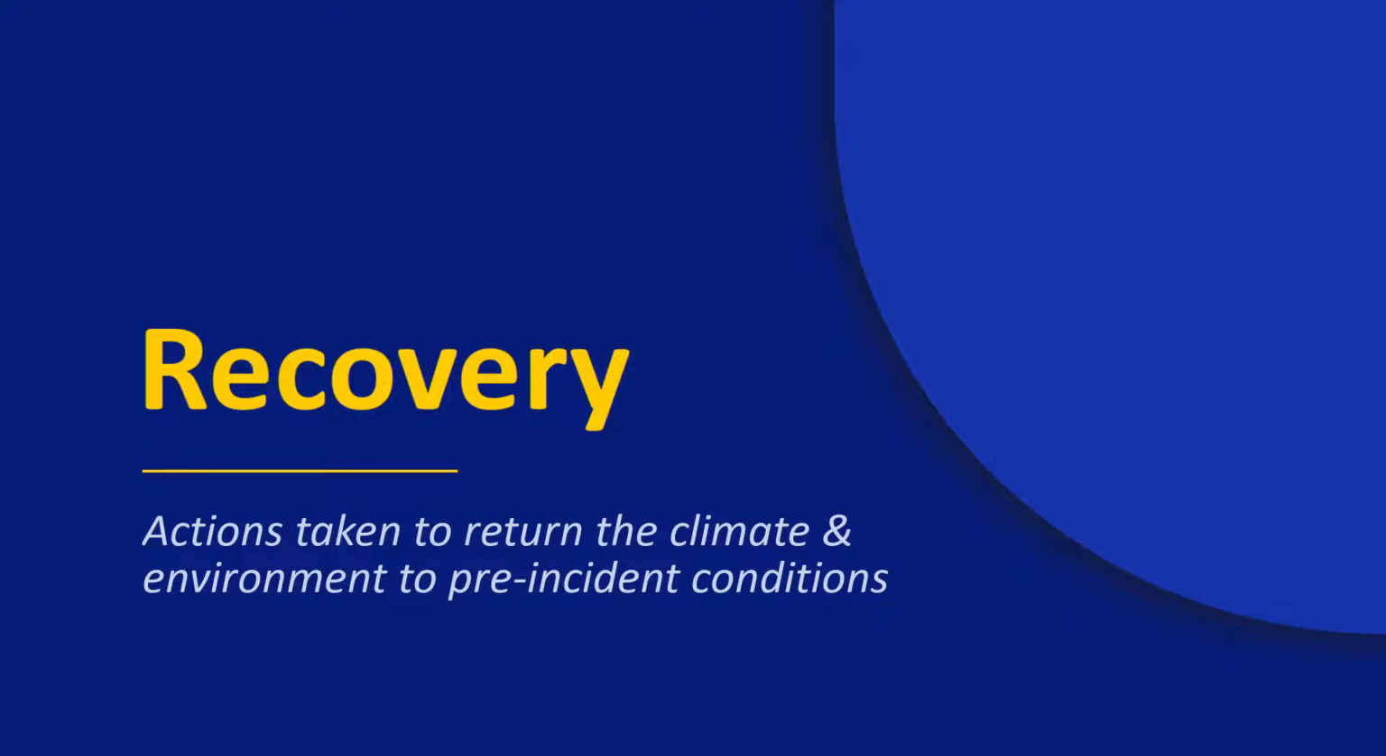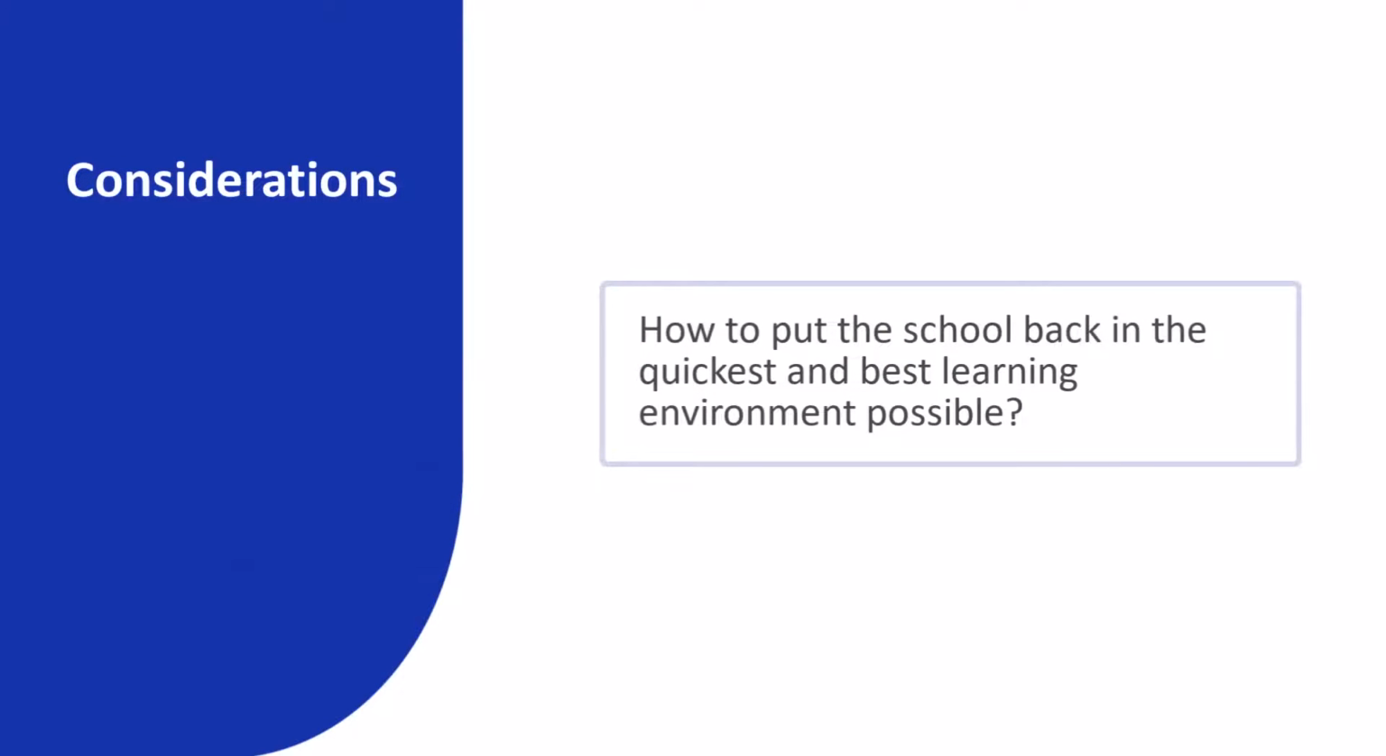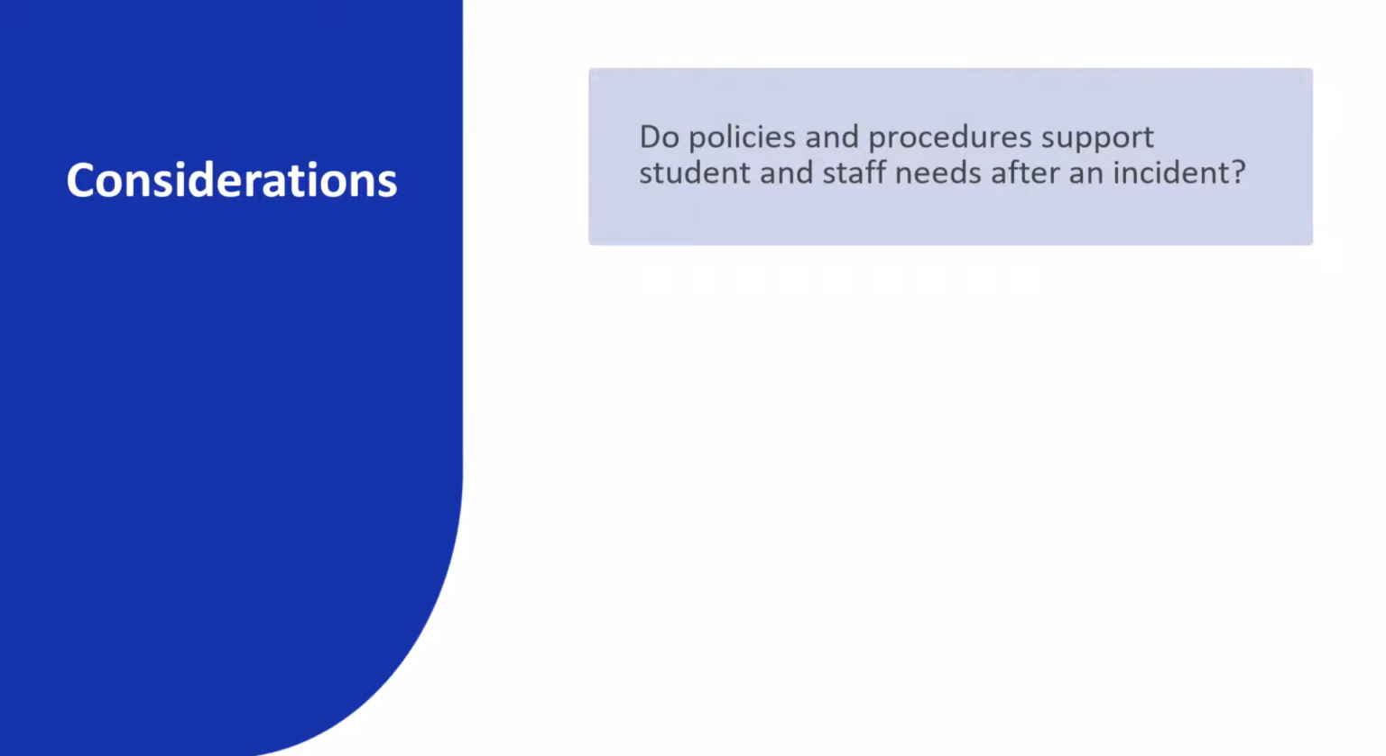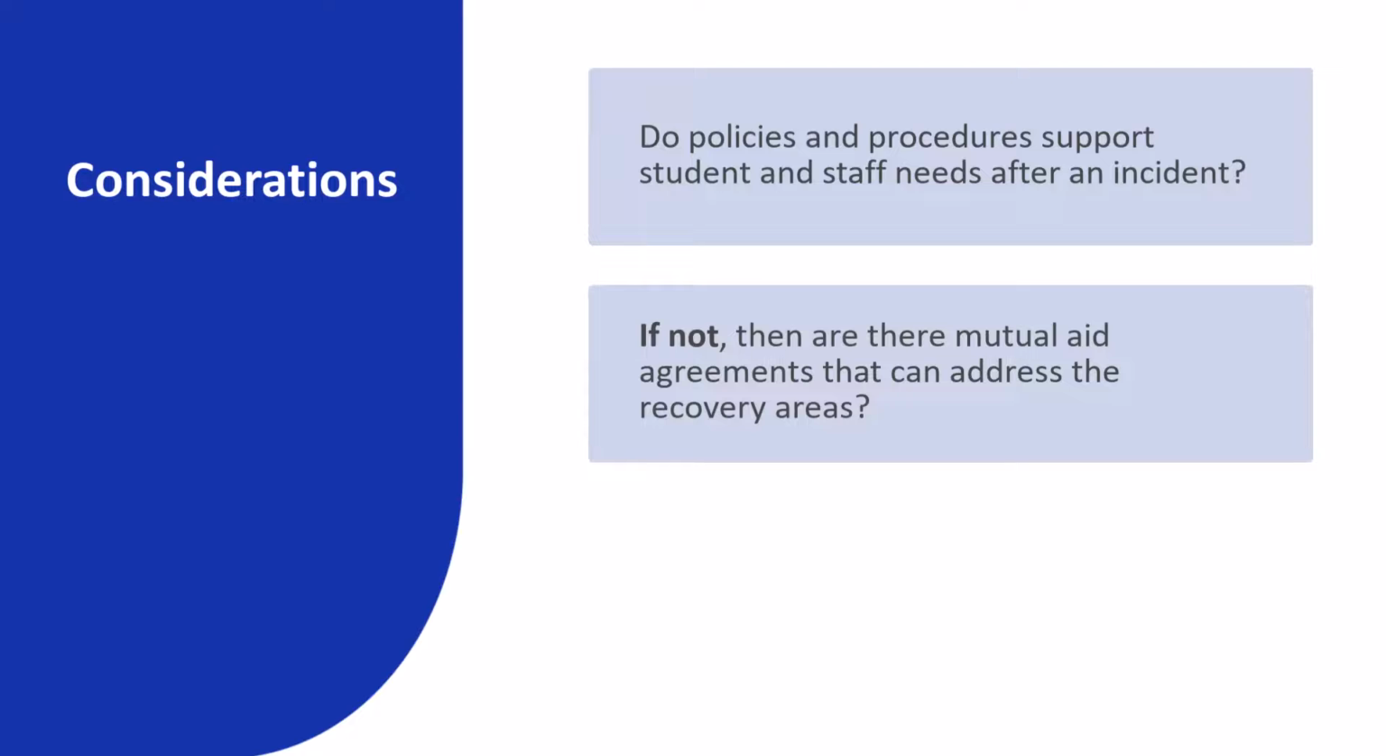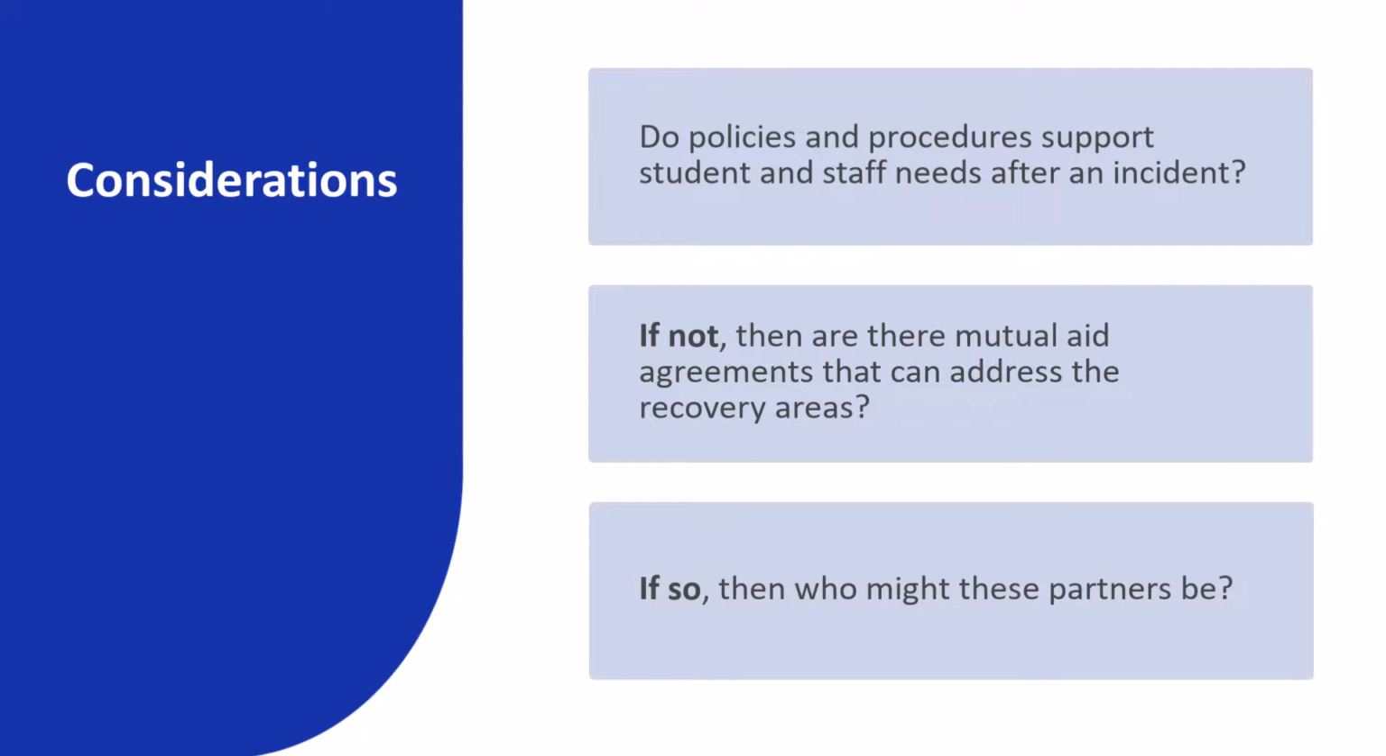And finally, we will talk about recovery, or the actions we take to return the climate and environment of the school to pre-incident conditions. How do we put the school back in the quickest and best learning environment possible? As a school safety team, consider whether your school has policies and procedures in place to support the psychological and emotional health needs of students and staff after an incident. If not, can you implement mutual aid agreements to address the academic, physical, operational, psychological, and emotional recovery areas? If so, who might these partners be?